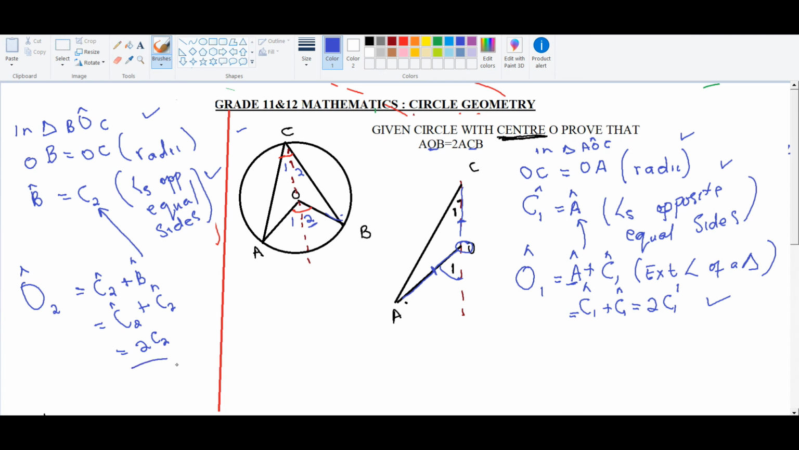So what is the angle AOB equals? So now you have O1 and O2. What is O1 plus O2 equals? O1 plus O2 is equal to the big angle. What is the big angle? That big angle is equal to AOB, right? So in the place of O1 plus O2, we write AOB.